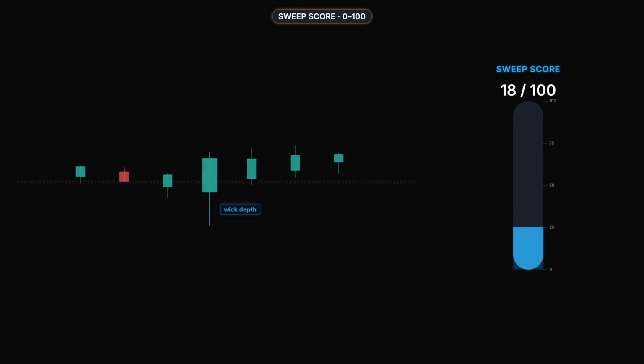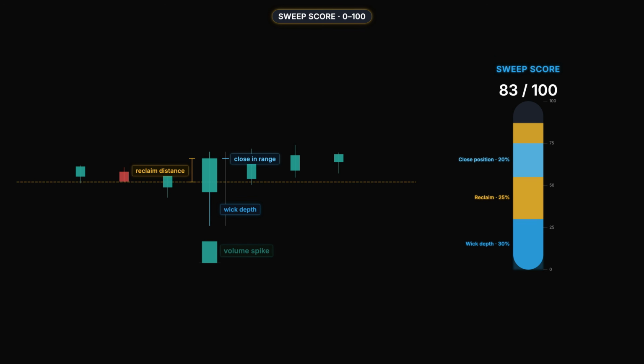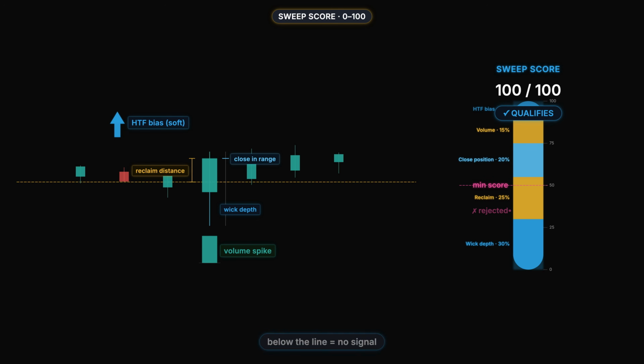Every qualifying sweep is graded 0 to 100, with the wick depth carrying the most weight at 30%, followed by how far price reclaimed past the level, where the bar closed in its range, a volume spike component, and a soft higher time frame bias. Only sweeps clearing your minimum score qualify.